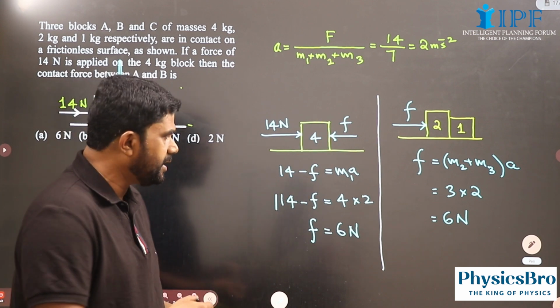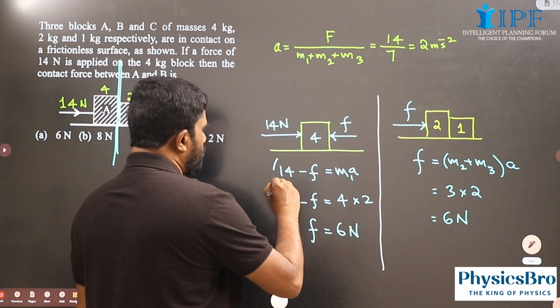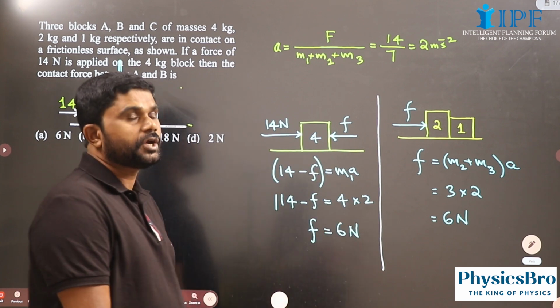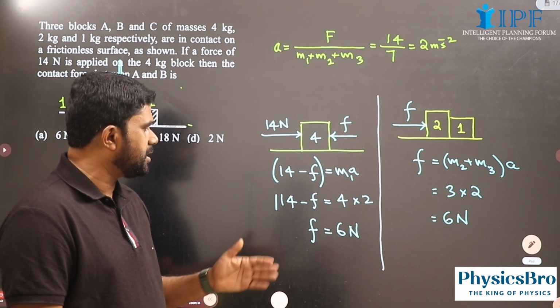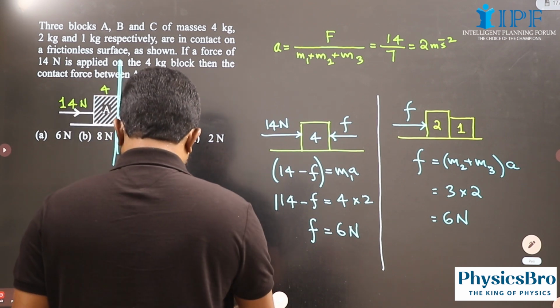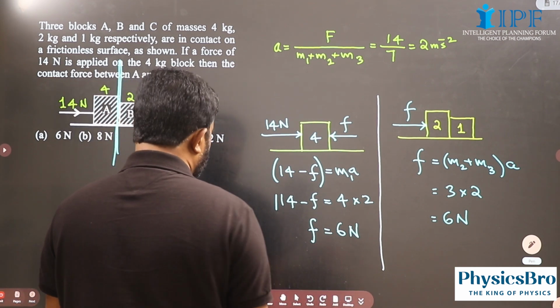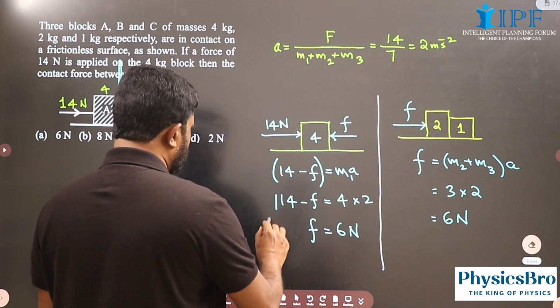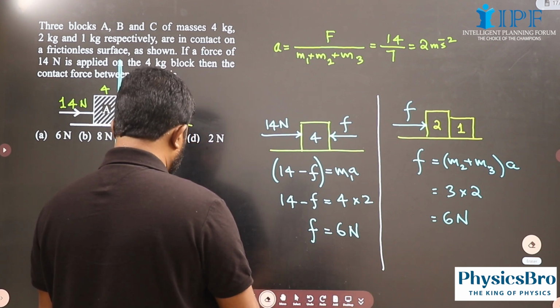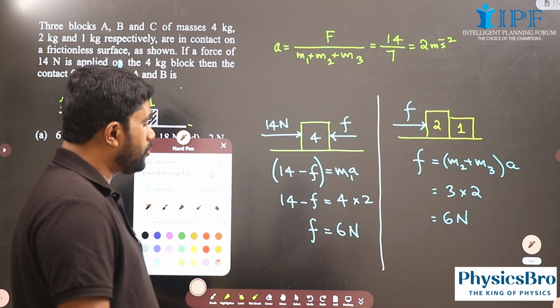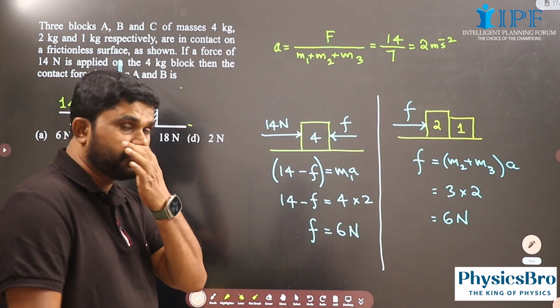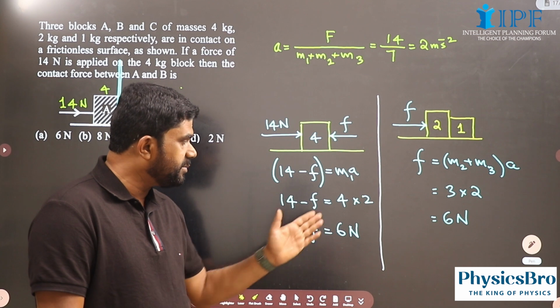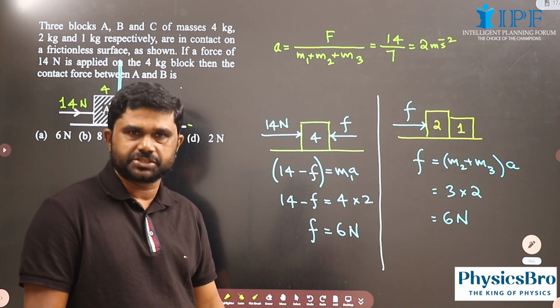In F equal to ma, F stands for the mass of the body into acceleration. So we will get 14 minus f equal to 4 into 2. So f will be 14 minus 8, that is equal to 6 Newton.